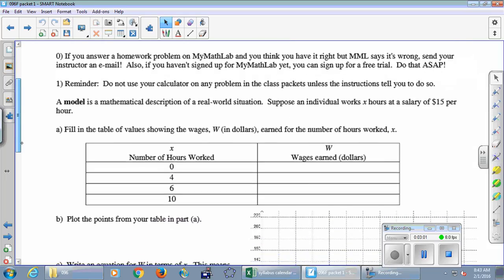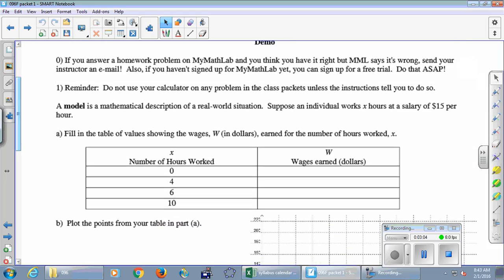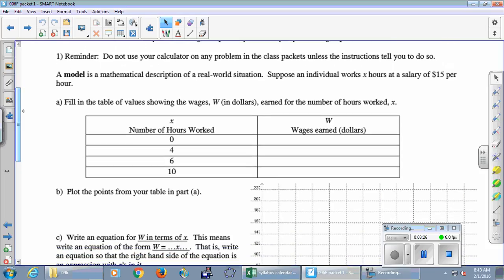Okay, I've made this announcement number 0 before, but I'll say it again. If you answer a homework problem on Mymathlab and you think you have it right, but Mymathlab says it's wrong, send me an email. Also, if you haven't signed up for Mymathlab yet, you can sign up for a free trial. Do that ASAP. Again, it's easy for me to tell whether or not you got the thing right, so don't spend an hour working on the same problem. That is not a good use of your time. Just send me an email. Number 1 reminder, our default is that you are not using your calculator unless the instructions tell you to do so. A model is a mathematical description of a real-world situation.